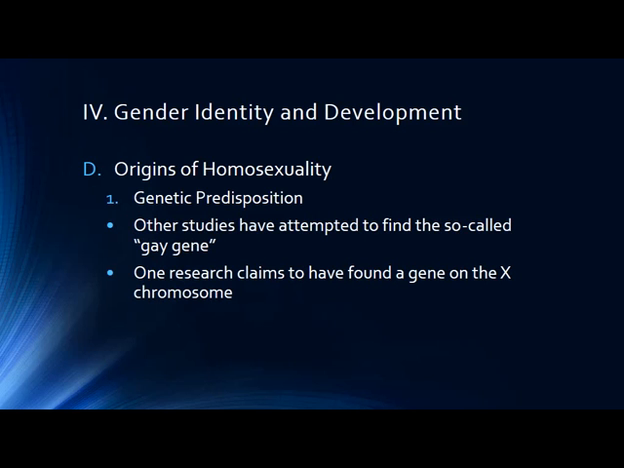One set of research has claimed to have found a gene on the X chromosome. One of the things you see a lot in this literature is looking at rates of gay males versus lesbian females. And in general, there's about a 2-to-1 ratio of gay males to lesbian females.